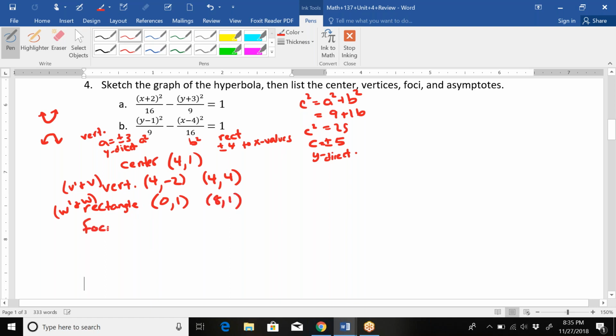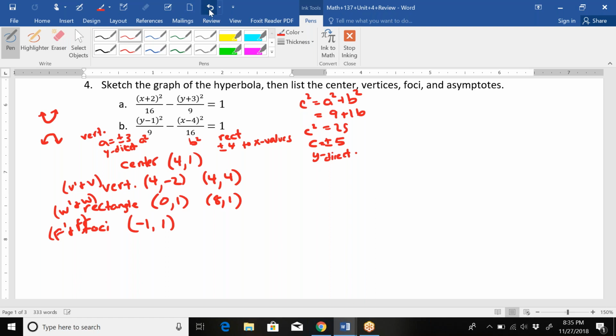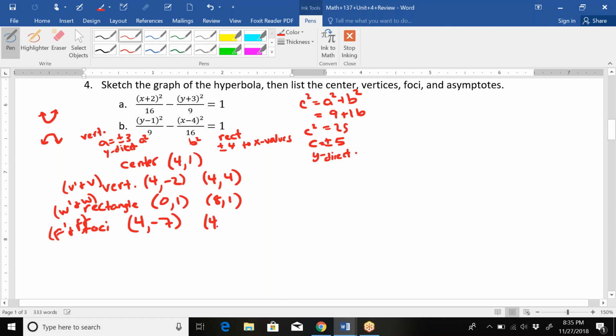The foci are going to be, remember, our F prime and our F. We have to do plus or minus 5 in the y direction. So that's going to be minus 5 would be negative 1, 1. Oh, sorry, y direction. I just said y and I did x. Sorry. So we have to do the same thing we did to the vertices. So 4 and negative 2 minus 5 would be negative 7. And 4, 1 plus 5 is 6.